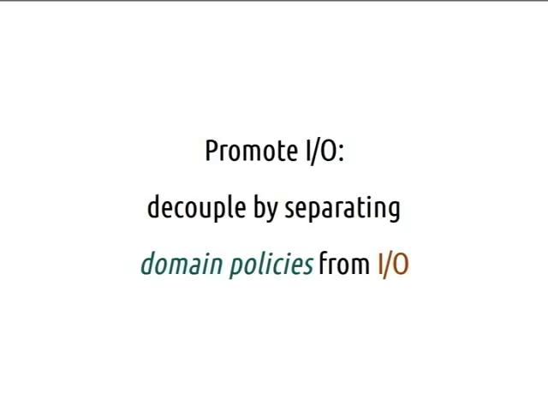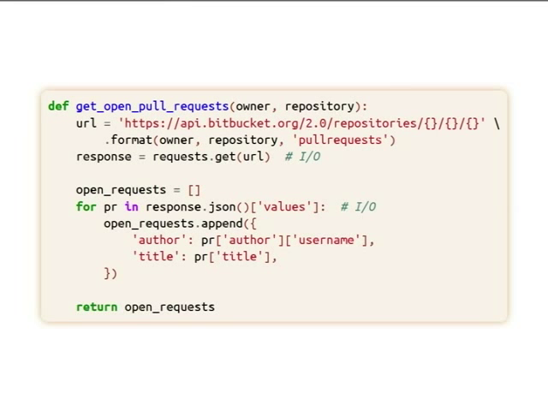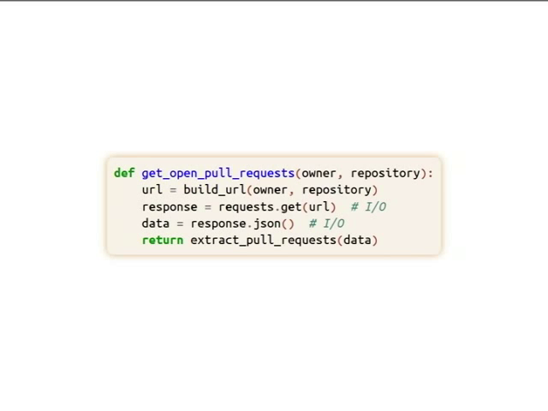Instead, the way you achieve decoupling of mechanism, the I/O, from policy, the rules, is to promote I/O into what I'll call manager objects that collect and dispatch but don't make any decisions. So the I/O lives in a thin procedural glue layer, and it dispatches to the bits of your system that actually do the work. Or, as I like to put it, the reason your application exists in the first place. So that becomes something like this.